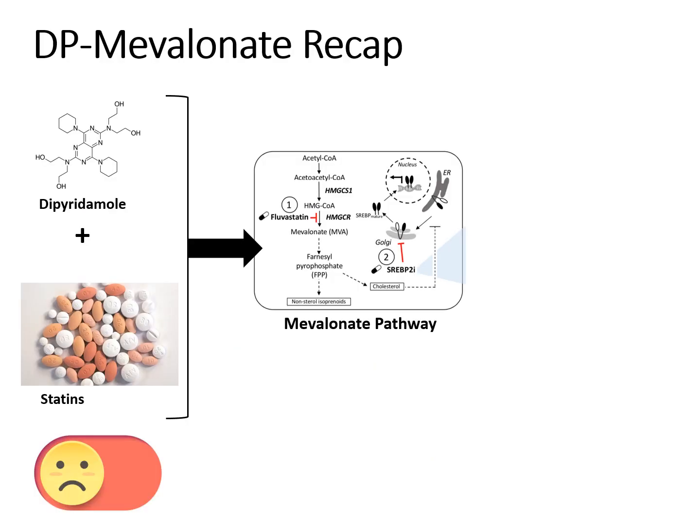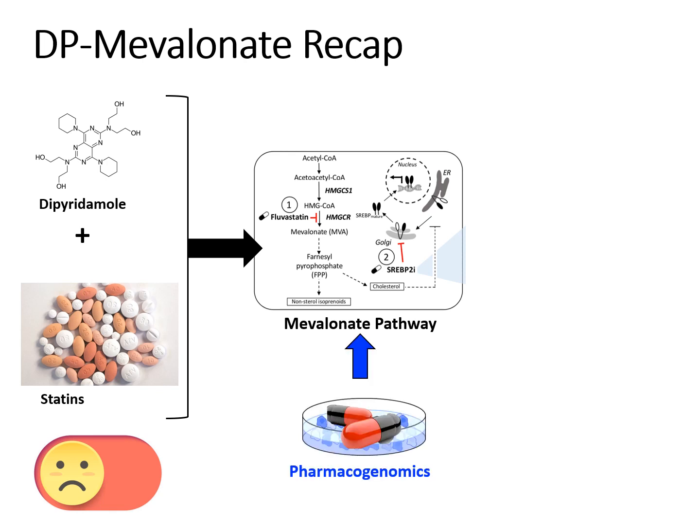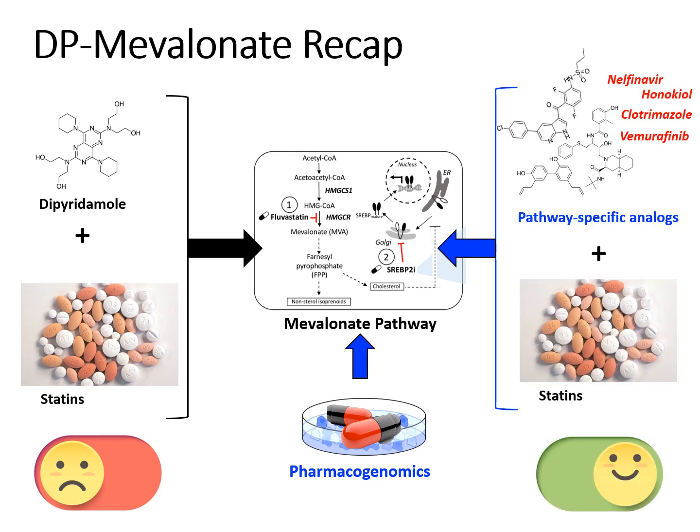So to recap, in essence, we had this problem. We knew about statins and dipyridamole. Together they were working, but at a suboptimal level. By using pharmacogenomics and targeting a specific pathway, we've been able to identify a set of pathway-specific analogs that we now know can synergize with statin towards better drug treatment. So this is really a good proof of concept.